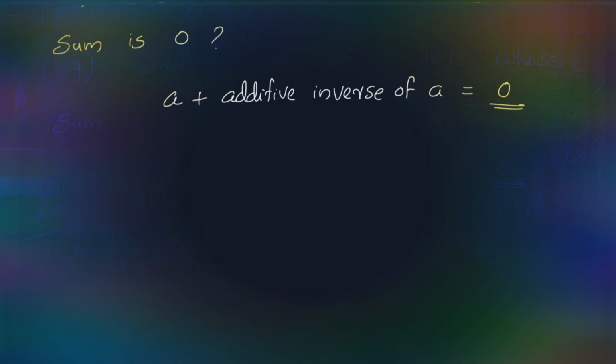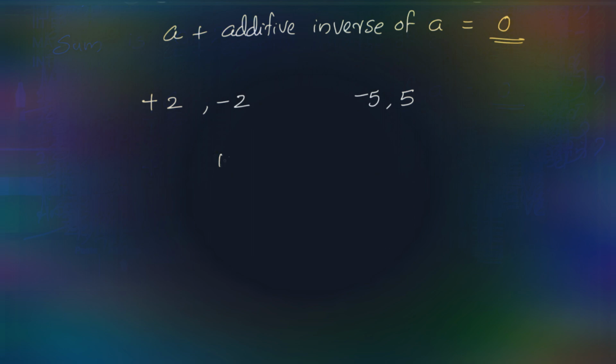For that, if we take plus 2, the pair is minus 2. If we take minus 5, then the pair of integer is positive 5. If we take 100, then the pair is negative 100. Whatever the integer may be, along with its negative it gives the answer as 0.